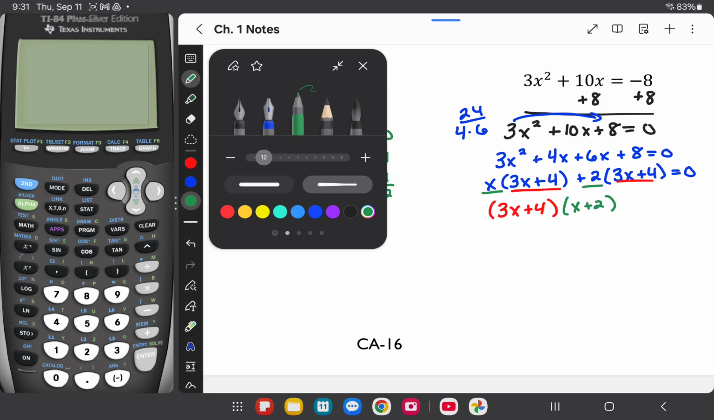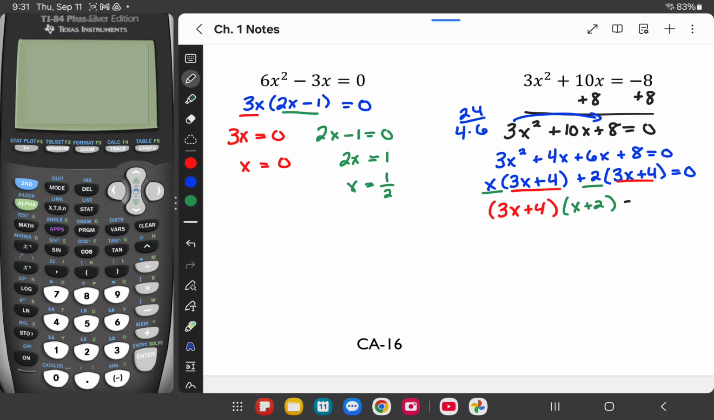And then now I should be ready to set each of those factors equal to 0 to find out my two solutions. For my first factor, 3x plus 4 equals 0. We subtract 4, so 3x equals negative 4. Divide by 3, and we find out one of our solutions is x equals negative 4/3. The second factor is just one step. We subtract 2 from both sides, and we find out that x is equal to negative 2.